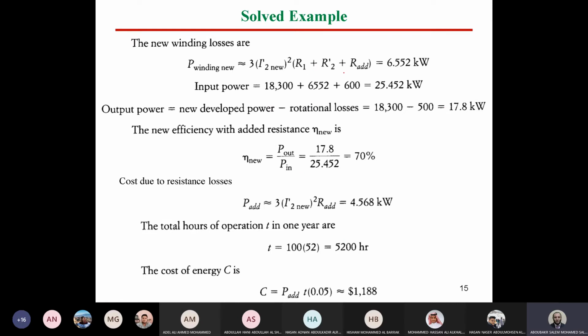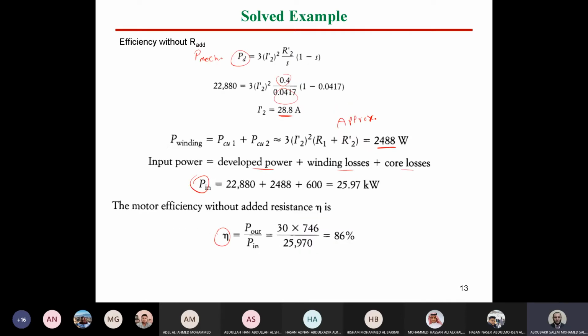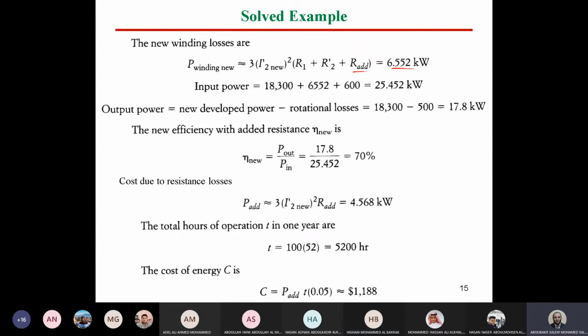here you have to consider adding resistance value with the copper loss. So this now will be the copper loss. As you can see, copper loss here is 6.5 kilowatts. If we return back again and compare this with the copper loss before adding resistance, here it was 2.5 almost, right? So it's more than 2 times. The loss or the winding loss is more than 2 times now.